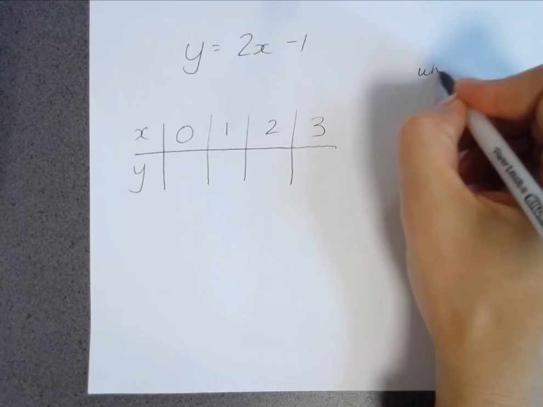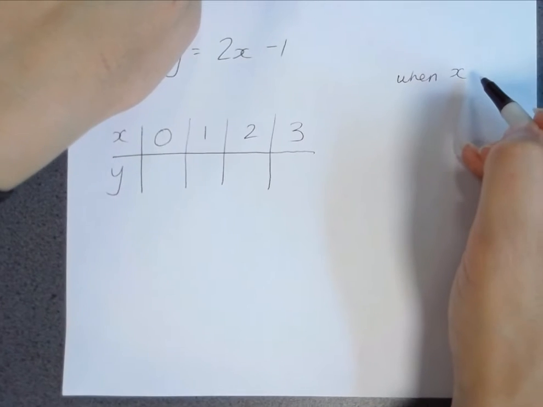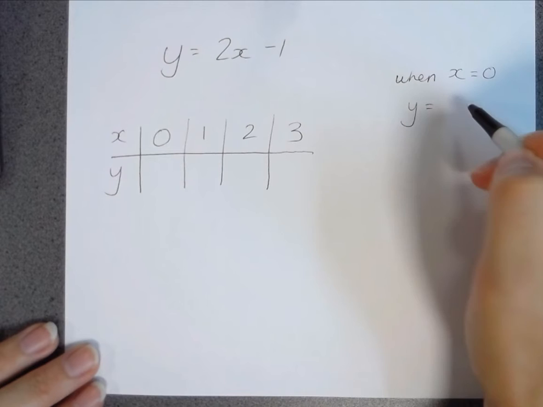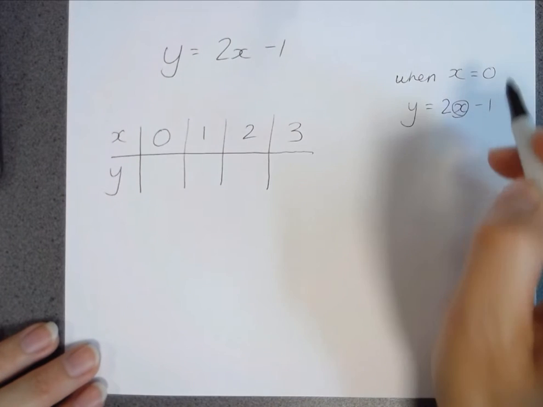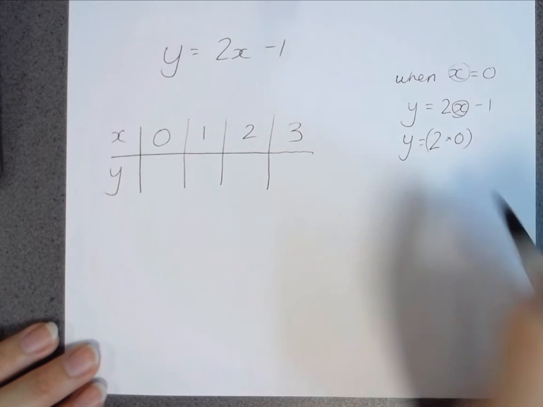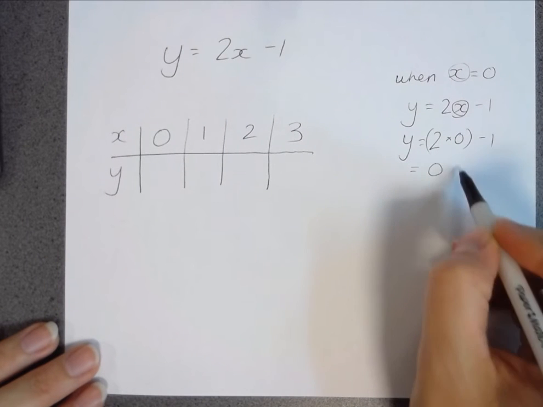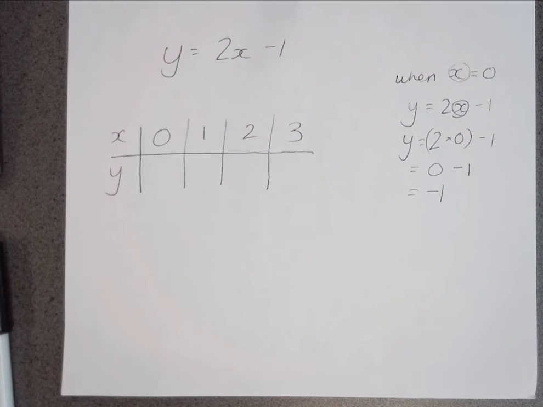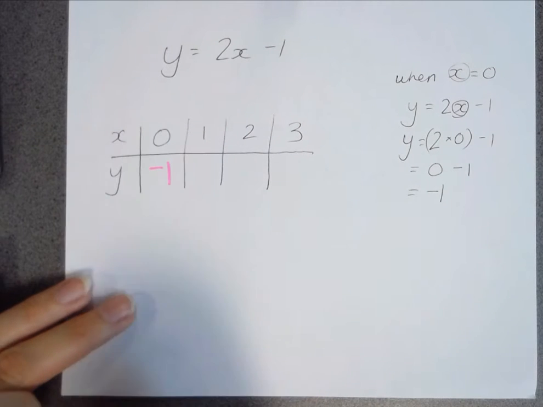So let's go over here. When x equals 0, y is always going to equal 2x minus 1. This time we know the x value is 0. So y equals 2 times 0 minus 1. 2 times 0 we know is 0. We've still got our minus 1. 0 minus 1 is negative 1. So we can take that value and say, when x equals 0, y equals minus 1.